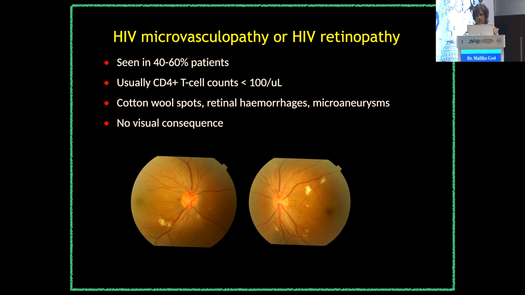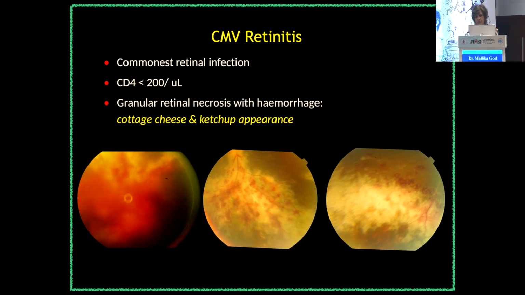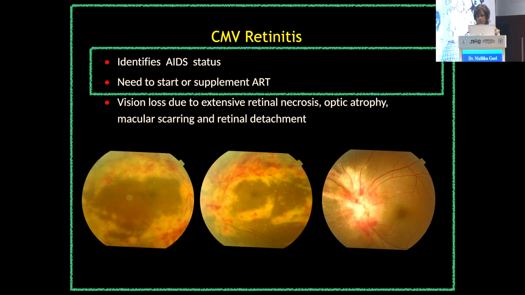Most common is HIV microvasculopathy, seen usually with low CD4 counts, does not have any visual significance. The infection most common is CMV retinitis with low CD4 counts, has a cottage cheese and ketchup appearance because of the granular necrosis with hemorrhages. The importance is that it identifies that this patient is an AIDS patient, not only HIV infected, but AIDS, and the need to start ART, or if they are already on ART, that has to be improved.